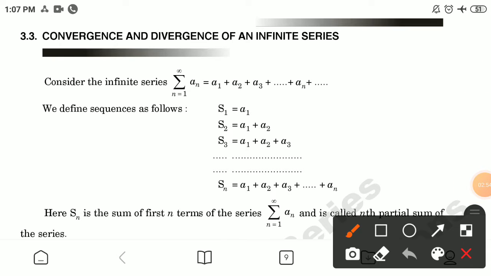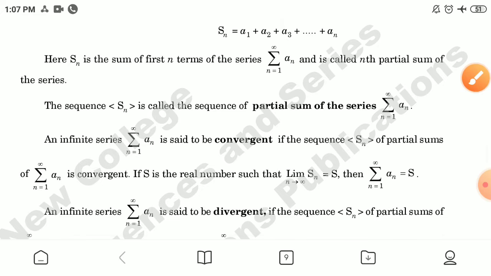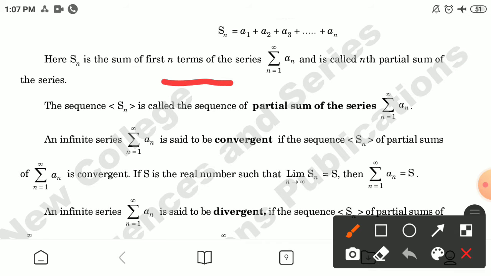Now, convergence and divergence of an infinite series. Consider the infinite series summation an, n is from 1 to infinity, equal to a1 plus a2 plus a3 plus so on plus an plus so on. We define a sequence as follows: s1 is equal to a1, s2 is the sum of the first two terms, s3 is the sum of three terms, sn is the sum of the first n terms. Here Sn is the sum of the first n terms of the series and is called the nth partial sum of the series.